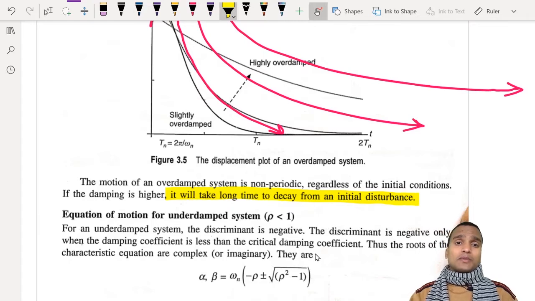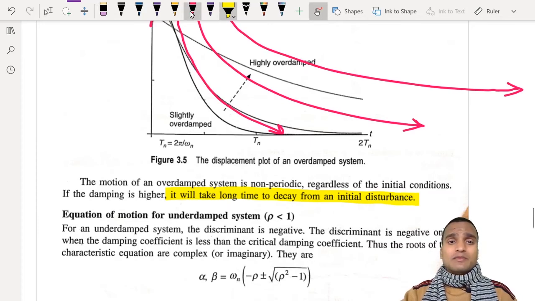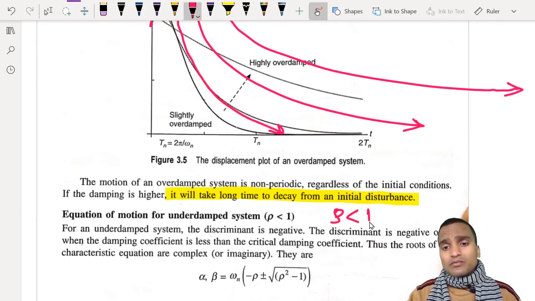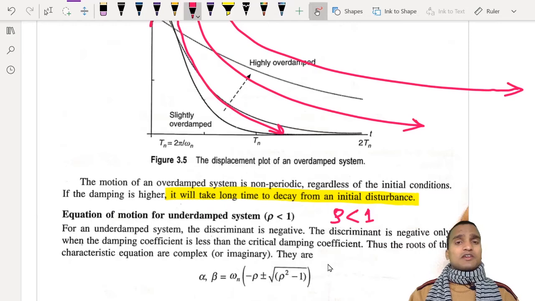And if we talk of the equation of motion in an underdamped system, then it is going to be really a wonderful experience when we calculate for an underdamped system. And we know that in an underdamped system rho value is less than 1. And here we are going to get complex conjugate roots. Of course there will be two roots, and the system is underdamped, so there will be oscillation here.